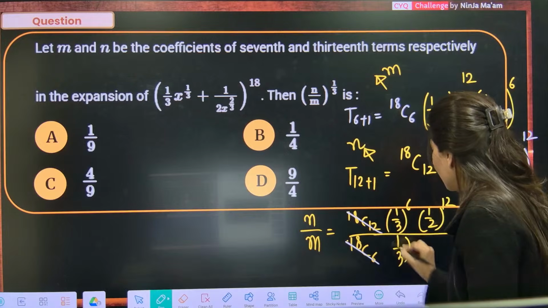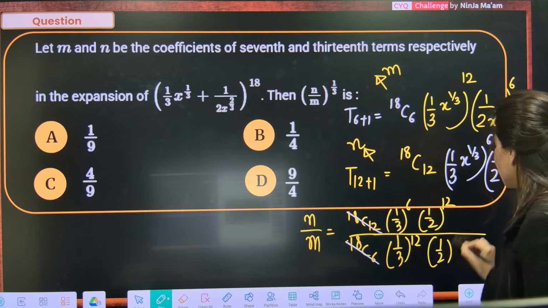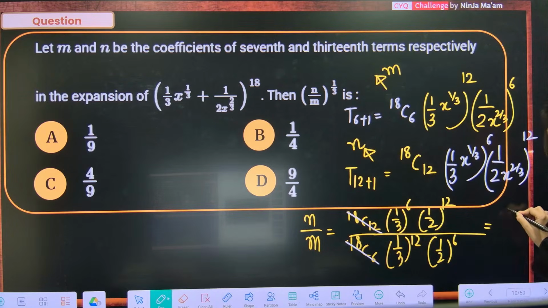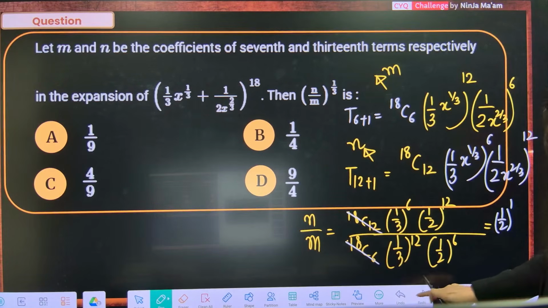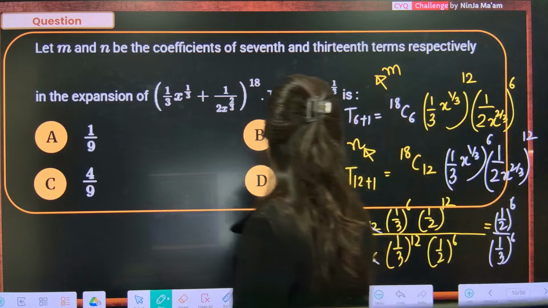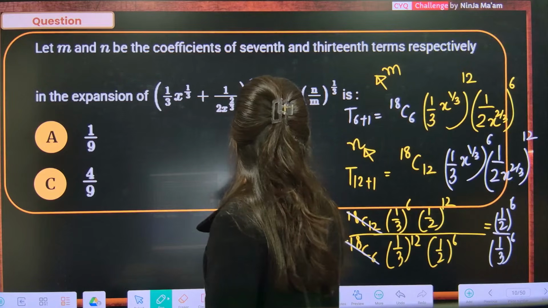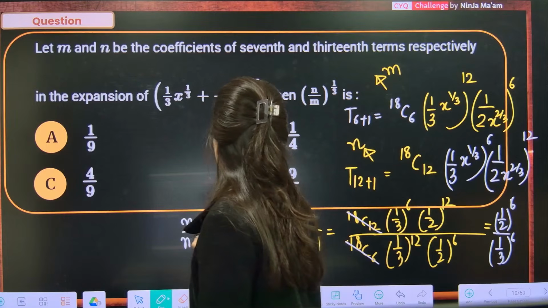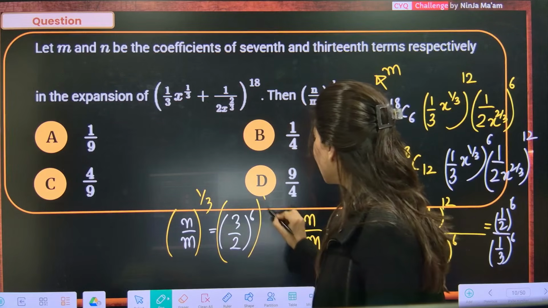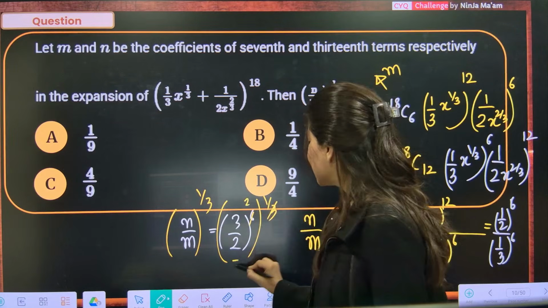Here 1 by 3 power 12 and 1 by 2 power 6. If you are going to solve, what you are going to get is 1 by 2 power 12. So eventually, sorry, not 1 by 2 power 12, 1 by 2 power 6 and 1 by 3 power 6. So this is 3 by 2 power 6 eventually. So 3 by 2 power 6 is nothing but N upon M. Now you are looking for power 1 by 3. So if you take 1 by 3 on both sides, you are going to get 3 by 2 power 2. So this is 9 by 4.